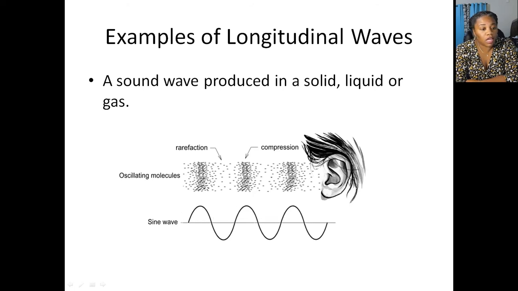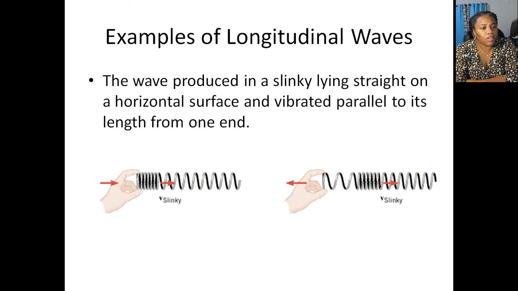Now here we have the comparison of a longitudinal wave to that of a transverse wave. This is a sound wave right here, and where there is a compression, it's synonymous to a crest, and where there is a rarefaction, it's synonymous to a trough. The wave produced in a slinky lying straight on a horizontal surface and vibrated parallel to its length from one end to another is also an example of a longitudinal wave. So all of these are examples of longitudinal waves.